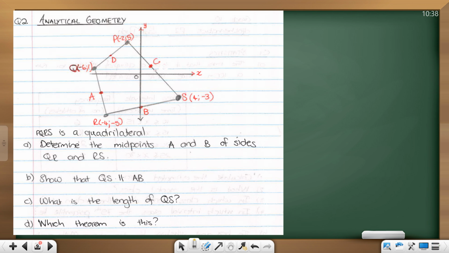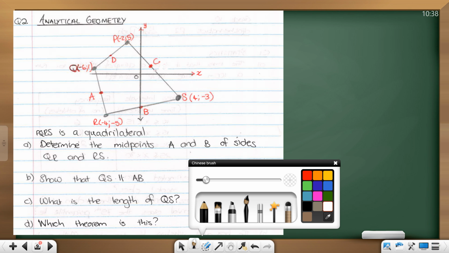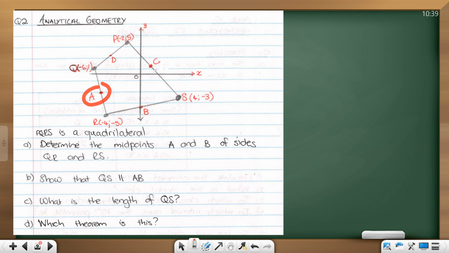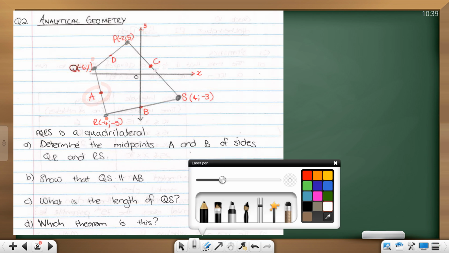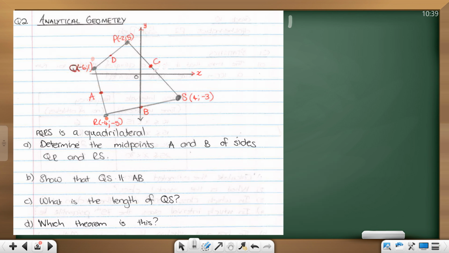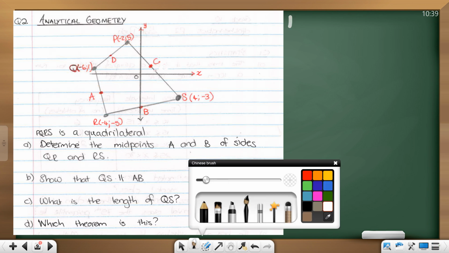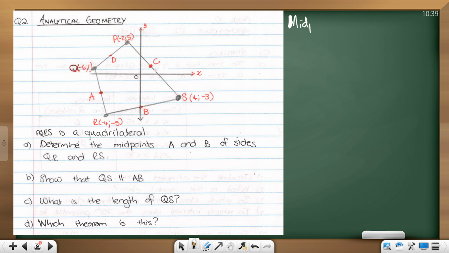PQRS is a quadrilateral. Why is it a quadrilateral? 4 sides. Determine the midpoints A and B of side QR. We are told now that A is the midpoint of what? Find it. How do we get it? We use the midpoint. All right, so midpoint. What's going to be the coordinate of A? Which point are we using?